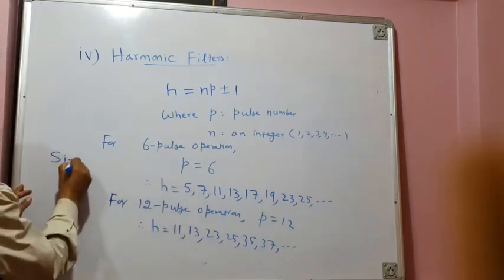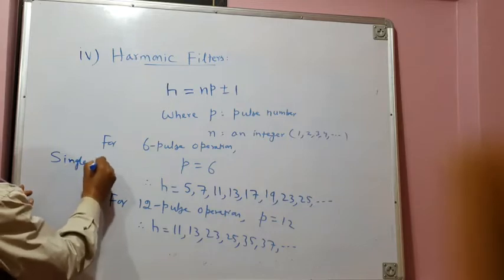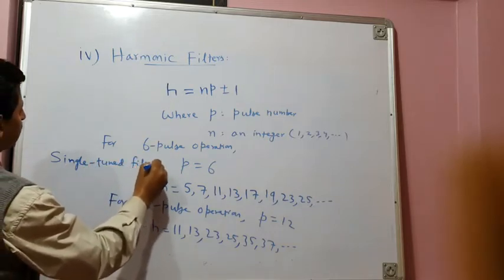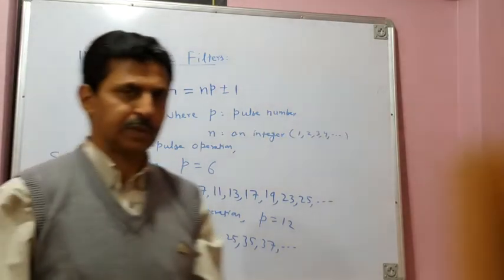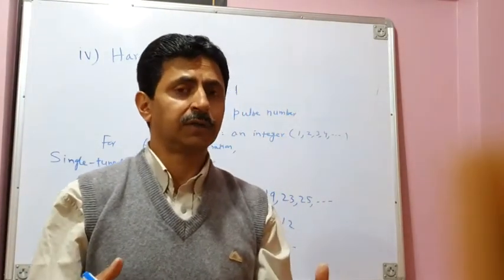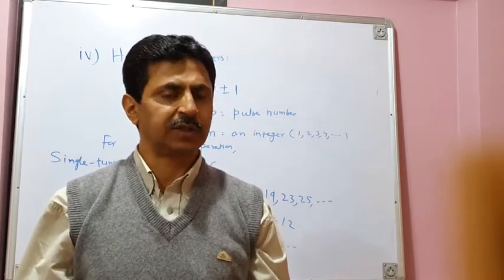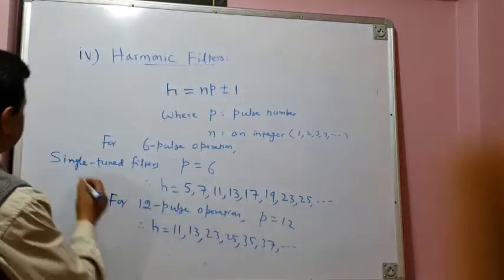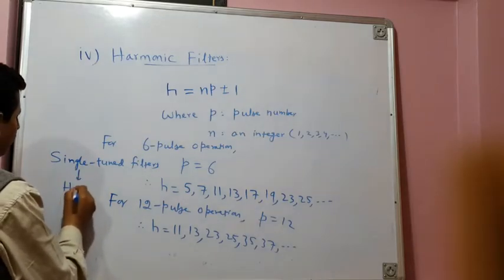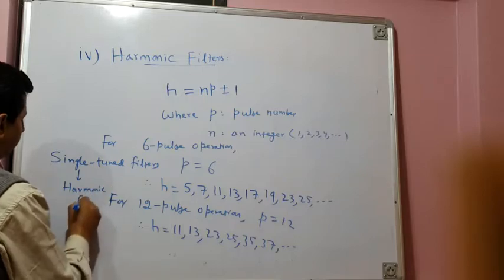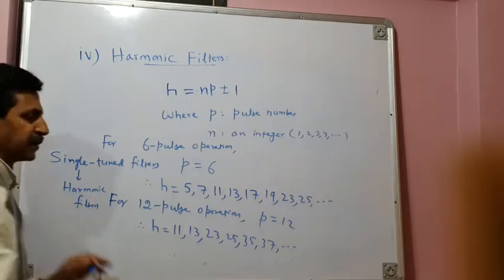So you need single tuned filters. And these single tuned filters are tuned to a particular harmonic frequency, the harmonic order which you want to eliminate, which you want to suppress. And they very successfully suppress that harmonic. And these filters are called harmonic filters. So this is the main purpose of these harmonic filters.